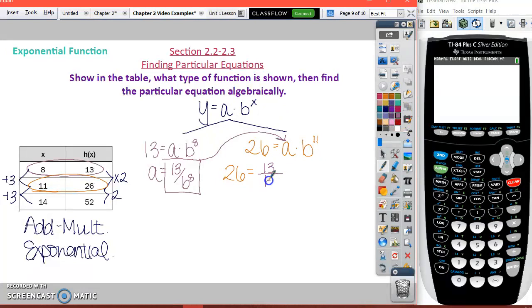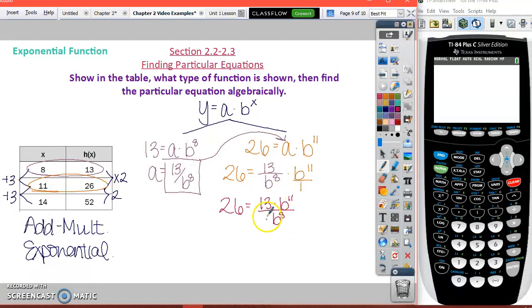13 over b to the 8th times b to the 11th. From here, I'm going to go ahead and multiply everything on the right here, and I know that b to the 11th has a 1 underneath it that we normally don't write. And so I'm going to rewrite this as 26 equals 13 times b to the 11th over b to the 8th.